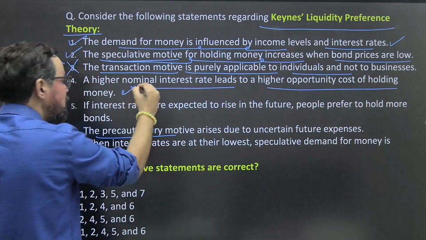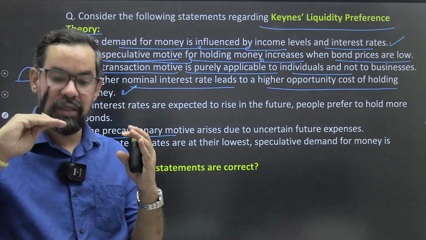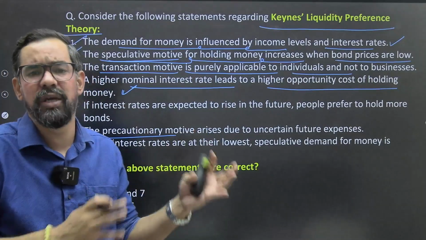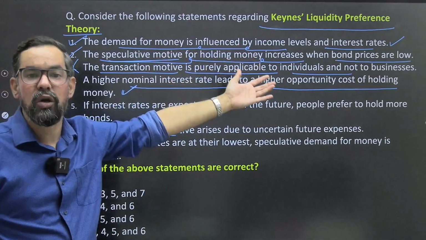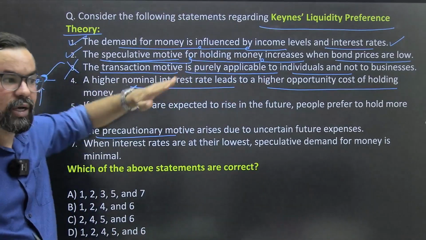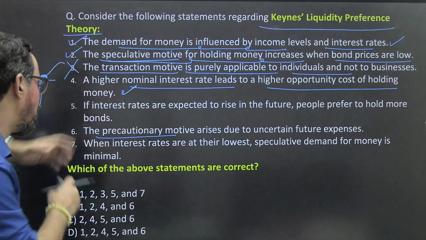A higher nominal interest rate leads to a higher opportunity cost of holding money. Yes, बिल्कुल सही है, ठीक है। So nominal versus real: nominal is without inflation adjustment, which is based on the current prices, right? तो जितना ज्यादा होगा उतनी ज्यादा opportunity cost involved होगी, because that inflation will keep changing, ठीक है। तो this is also correct here.